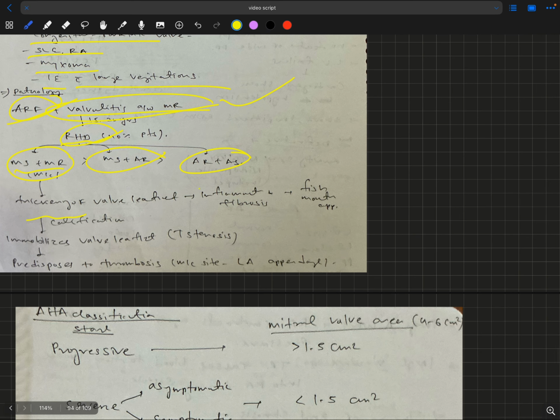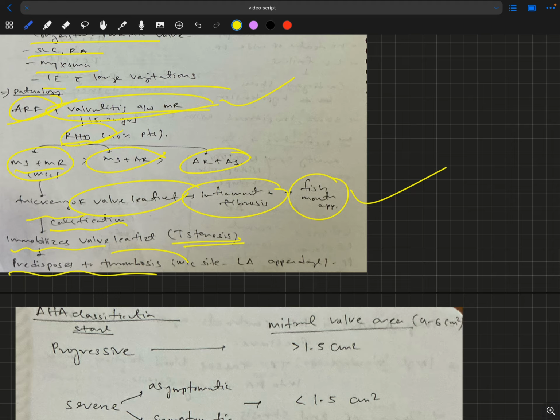So there is thickening of the valve leaflet, inflammation and fibrosis of the valve, and a fish mouth appearance of the mitral valve seen in case of rheumatic heart disease. Then there will be calcification. It immobilizes the valve leaflet. That leads to stenosis, or it causes obstruction in the blood flow from the left atrium to the left ventricle. It predisposes to thrombosis because due to obstruction to blood from LA to LV, blood is accumulating inside the left atrium. So it is due to stasis of blood, and there is a risk of thrombosis there.